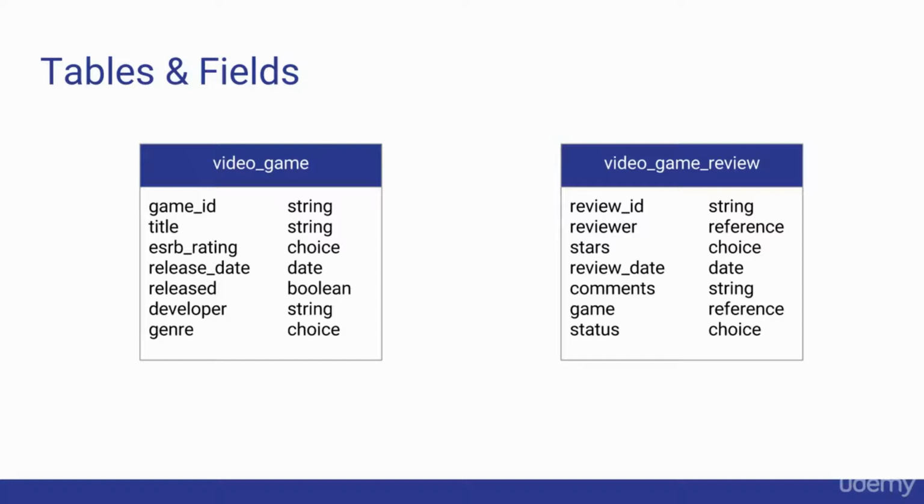The two tables, along with their fields, will be a video game table, which will contain a number field. This will act as the game ID and will be a type of string. We'll have a title field, which will be a type of string as well. An ESRB rating field, which will be a choice field. A release date, which will be a type of date. A released Boolean value. A developer field, which will be a string. And a genre, which will be a choice field.